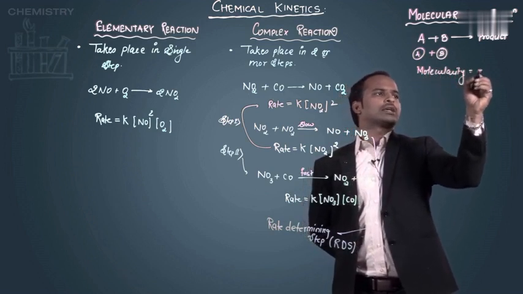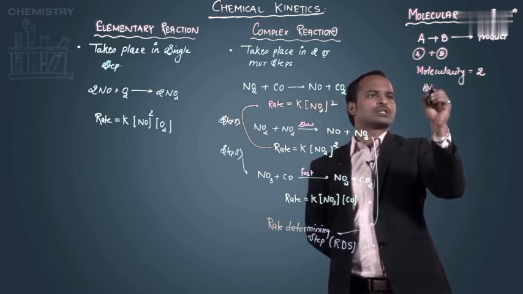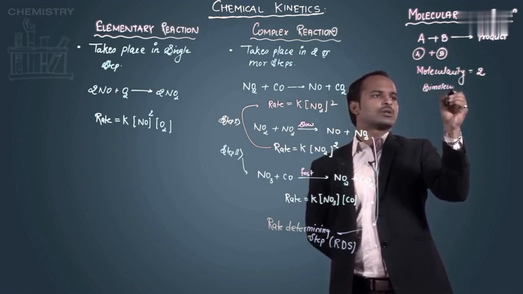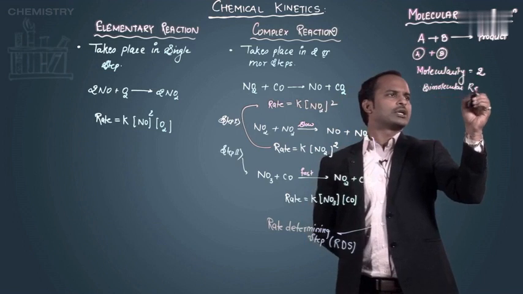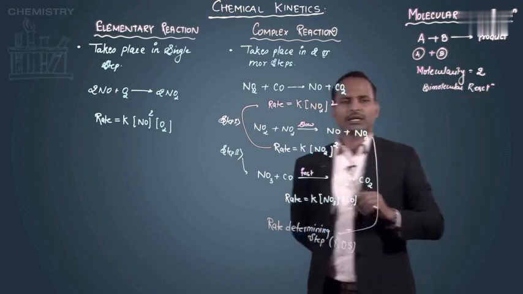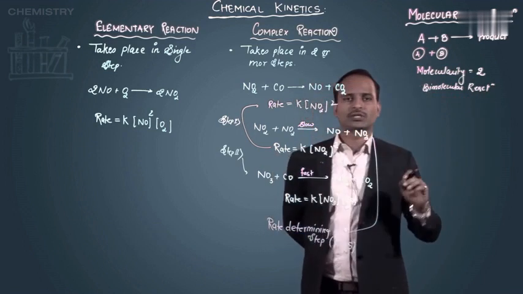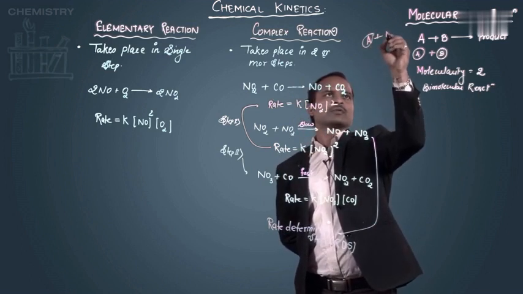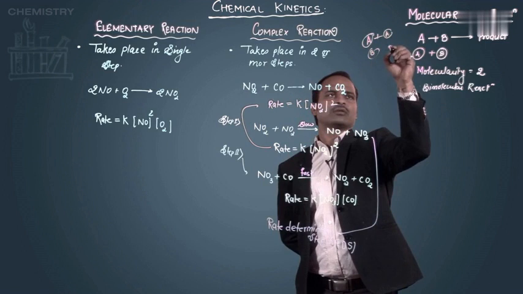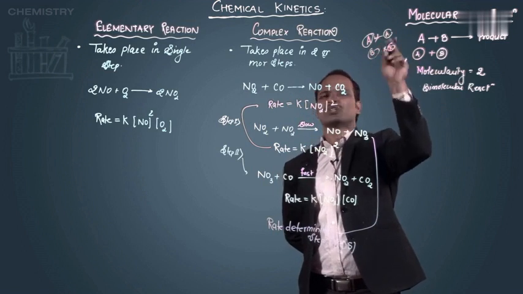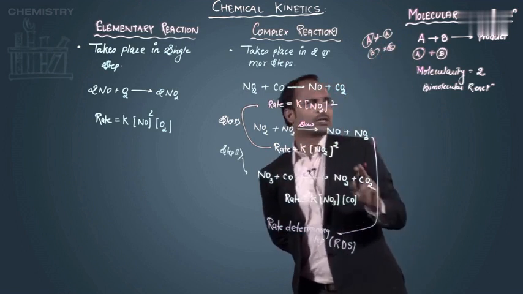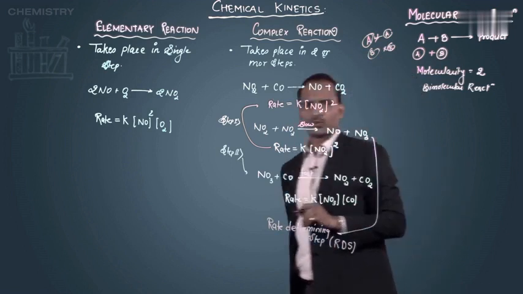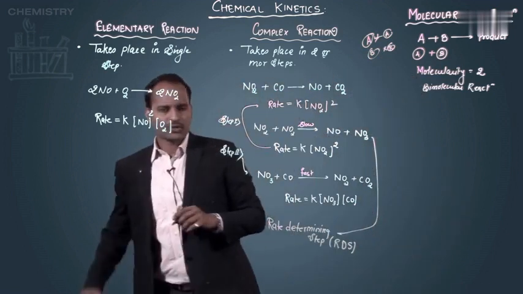And if the molecularity is 2, then such reactions are known as bimolecular reactions. Here, in addition to A and B, certain more collisions are also taking place, like A colliding with A, B colliding with B, but these collisions are wasted collisions. They do not form any product. The product is formed only when A and B collide together. So here the molecularity is 2.